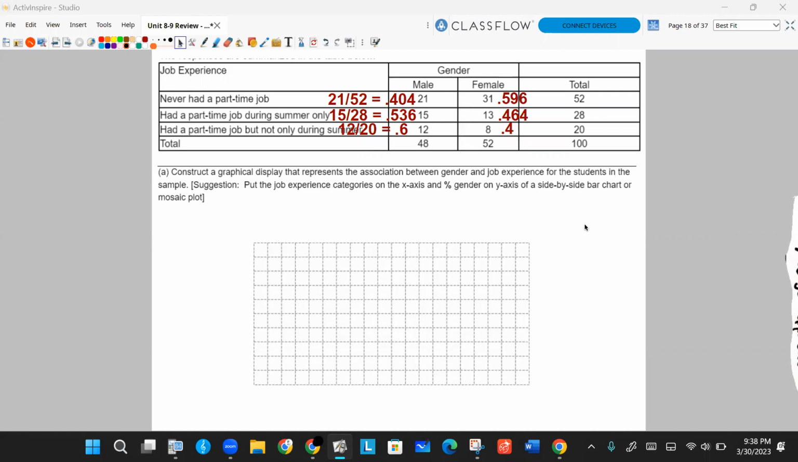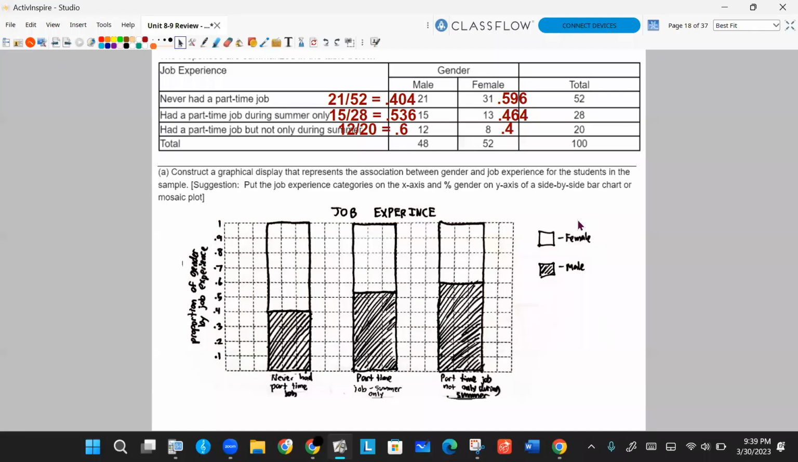So my suggestion on this, I'm actually not going to do a side-by-side bar chart. I'm going to do a segmented bar graph. Take a look at what I have here. I used my percentages, but I did it just as a proportion. I didn't deal with percents. I just labeled this axis here 0.1, 0.2, 0.3, 0.4. They conveniently give you 10 spaces, so it just makes it easy to go to 100%. And I said proportion of gender by job experience. You could have said percent, but then you'd have to say 10, 20, 30.